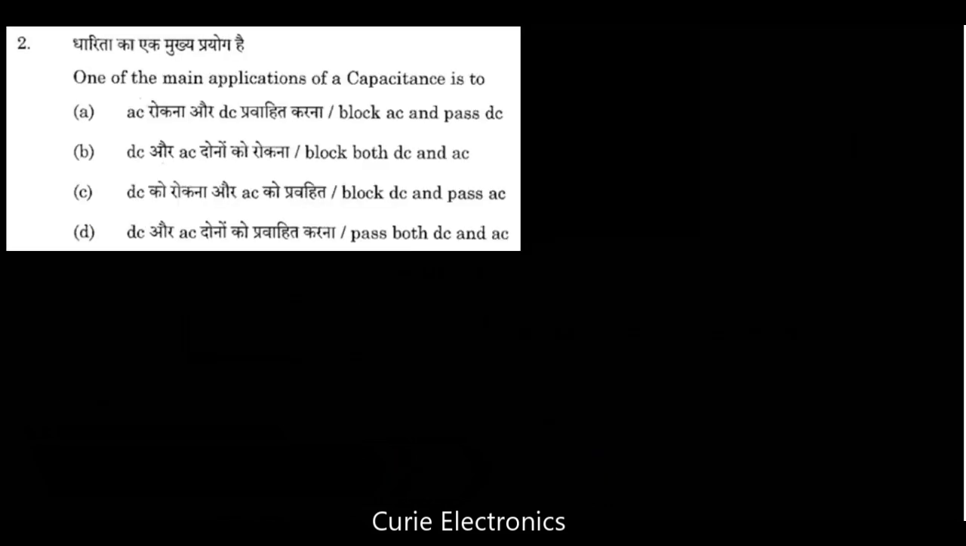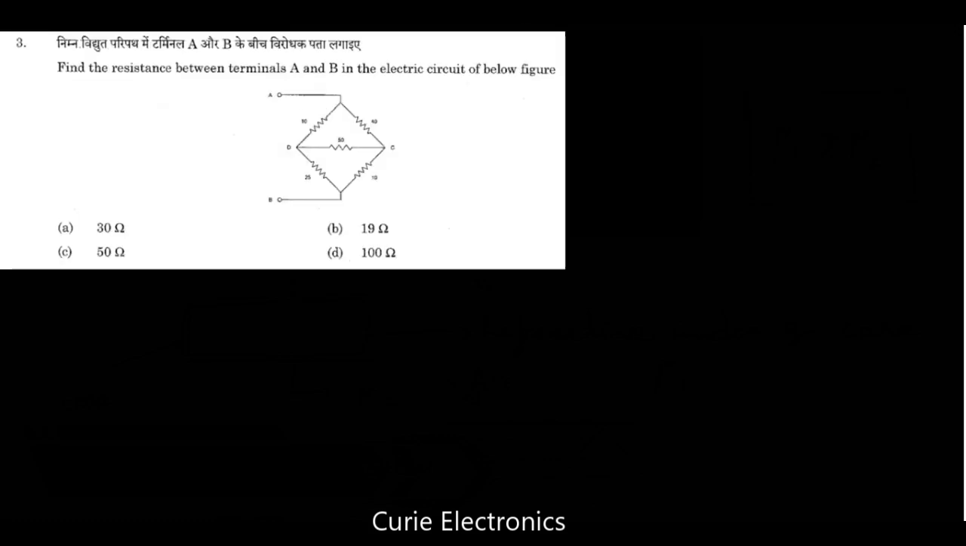Let's move to the second question. One of the main applications of a capacitor is to block DC and pass AC, which all of you know. Third question. Find the resistance between terminals A and B in the electric circuit of the figure below.